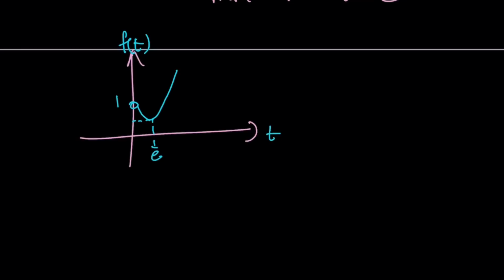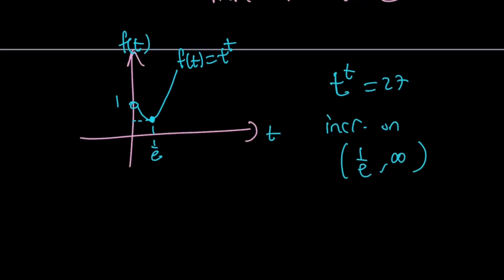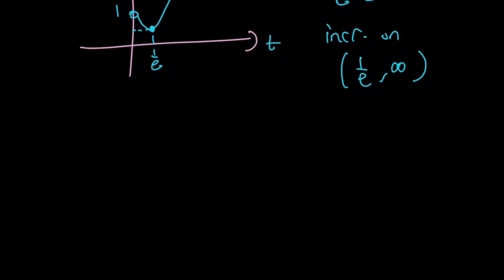So what is that supposed to mean? So we're looking for a function. This is f of t equals t to the t. And we want t to the t to be 27. So obviously, we want the intersection point of the horizontal line, y equals 27 with this. There's only going to be one intersection because our graph is increasing on 1 over e to infinity. All right? So we're going to have a single solution.